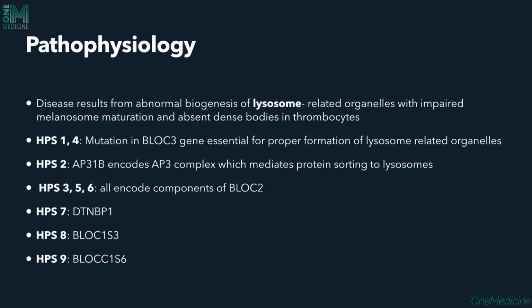There will be abnormal synthesis of lysosome-related organelles with impaired melanosome maturation and absent dense bodies. Since maturation of the melanosome is not there, pigmentation would be affected. There will be hypopigmentation. Then, because of absent dense bodies, bleeding would be seen. Increased bleeding tendencies would be present here.